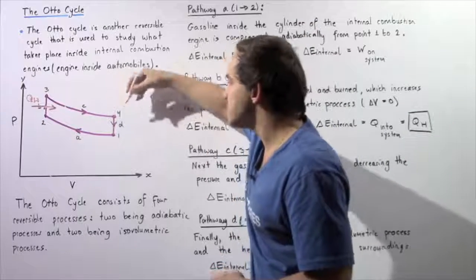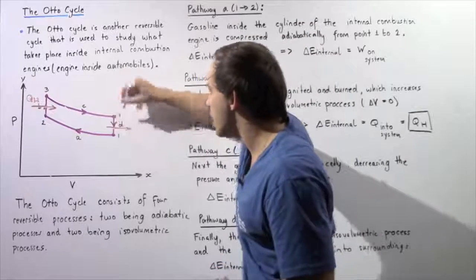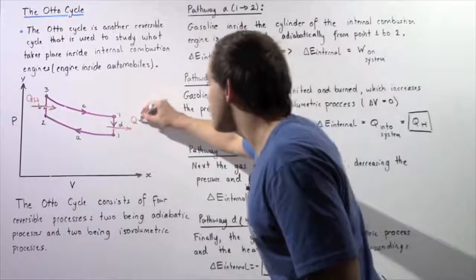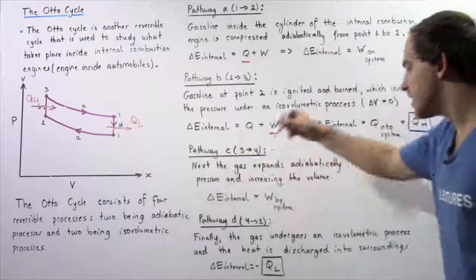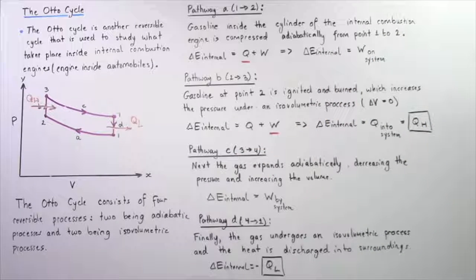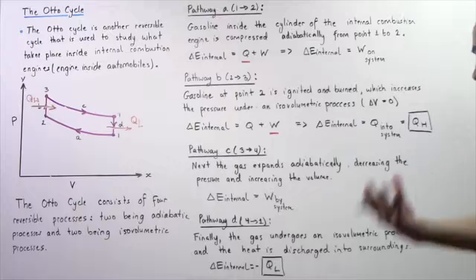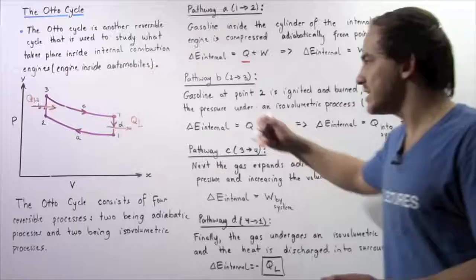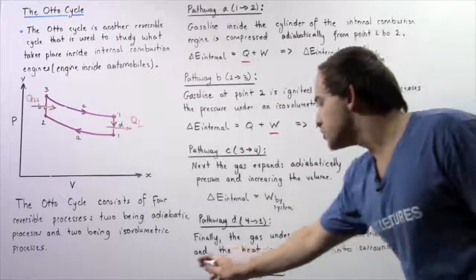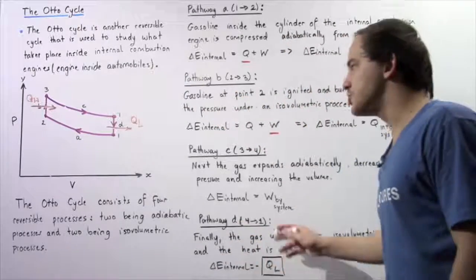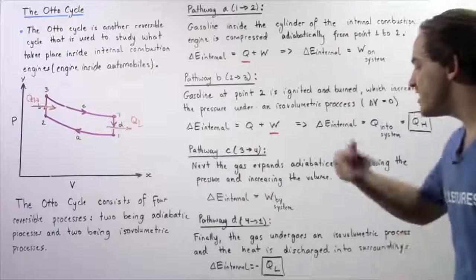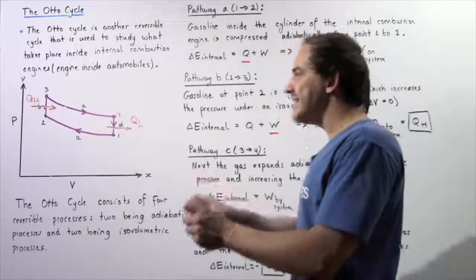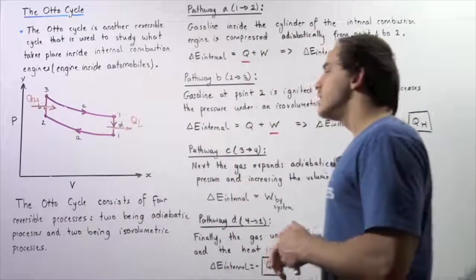So when we go from position 4 to position 1, heat flows out of our system, and we symbolize this with QL. So finally, the gas undergoes an isochoric process, and the heat is discharged into the surroundings, and the symbol that represents this discharge is QL. The change in internal energy of our system is equal to negative QL. The negative simply means that heat is discharged into the environment.